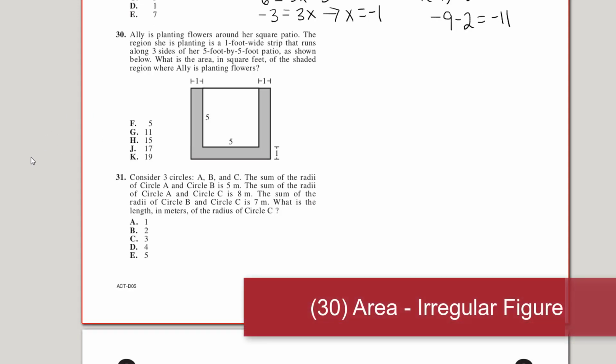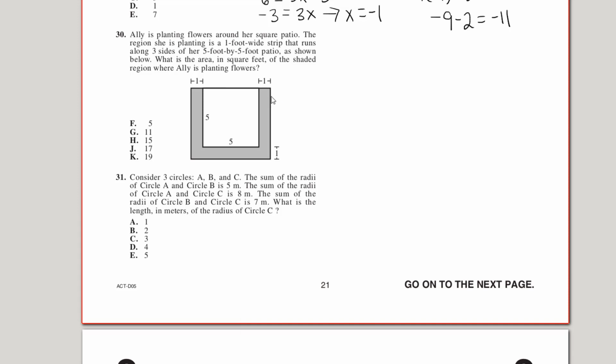Question 30 says that Allie is planting flowers around her square patio. The region she is planting is a 1 foot wide strip that runs along 3 sides of her 5 by 5 foot patio, as shown below. What is the area in square feet of the shaded region where Allie is planting flowers? And I want to make sure my units are good. We are in feet for everything. Okay, so we're looking for the area of this area that we're planting in, which is right here, the shaded region.